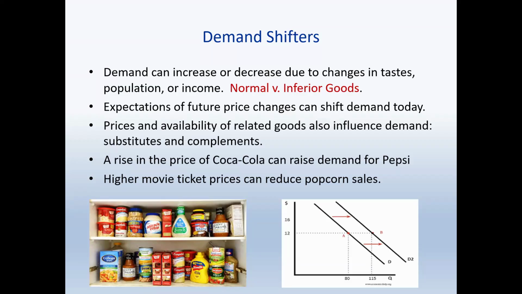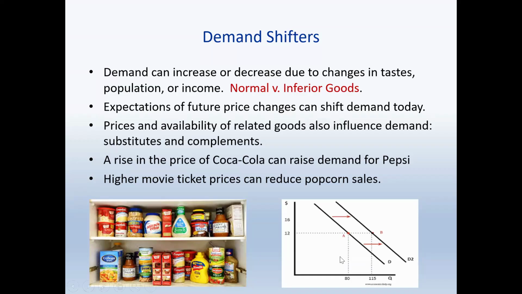Complements are things that go together, things that we typically consume at the same time. So going back to the example of cereal, if the price of milk increases, people will buy less milk. But it also means that they're less likely to buy cereal because most people buy cereal and milk at the same time and consume them together. So let's look at a couple more examples. A rise in the price of Coca-Cola can raise demand for Pepsi.